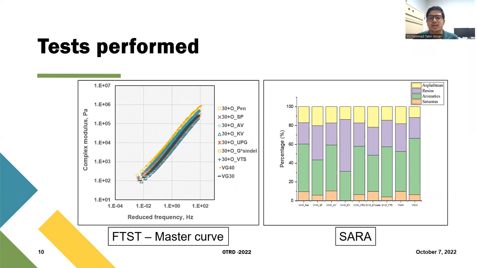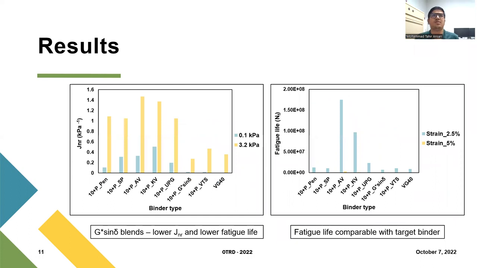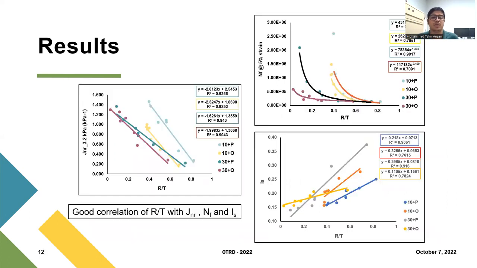The SARA analysis was done to determine the asphaltene to maltene ratio for these binder blends, which was used for giving scores to the binder. Generally, it was observed that the blend synthesized using the G star into sine delta parameter had lower GNR and lower fatigue life. However, the fatigue life was comparable with the target binder. A good correlation was obtained between R by T value and the GNR, fatigue life, and the asphaltene to maltene ratio.